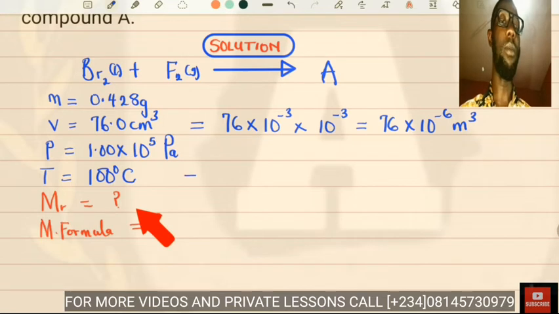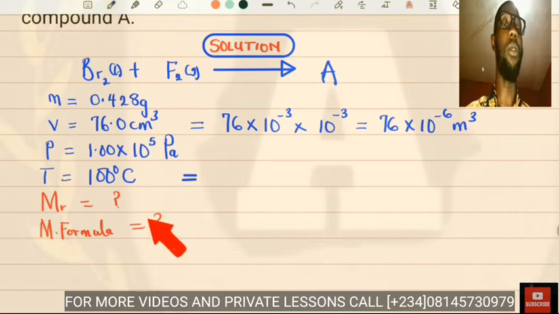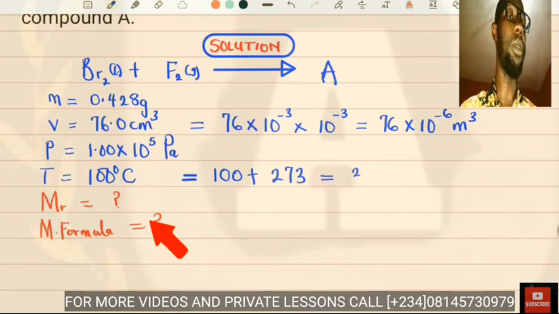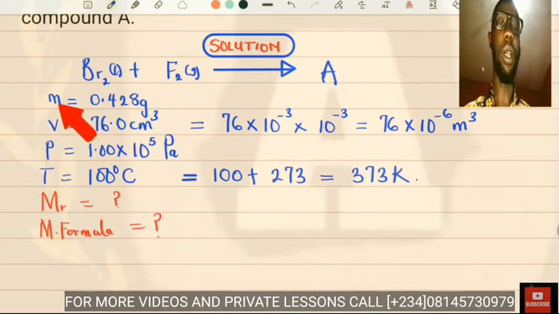Now at the same time, we have to convert the temperature, which is 100 degrees Celsius, to Kelvin, because compound A is a vapor. So the unit should be in Kelvin. So that's going to be 100 plus 273, which is the standard temperature. So that will be 373 in Kelvin.